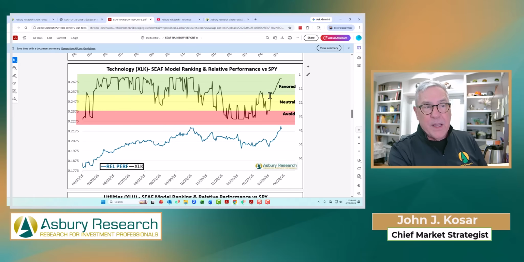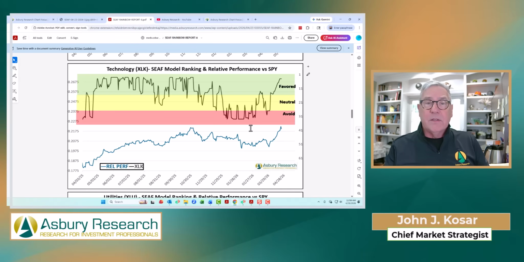Now, ever since the beginning of April, right here, we've jumped back into favored status, and look what's happened to that relative performance chart. So this is a very quick and agile way to determine what the next trend is going to be in the sector space, instead of waiting for that trend to evolve on your chart.